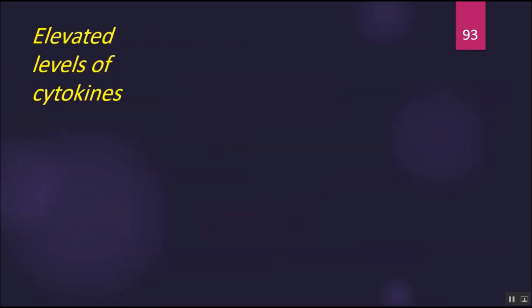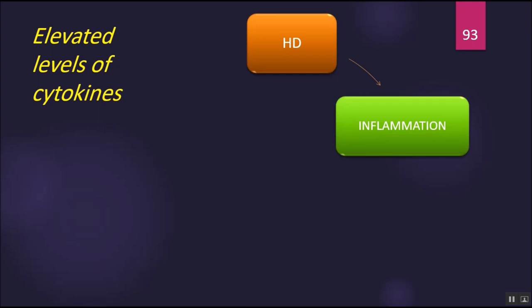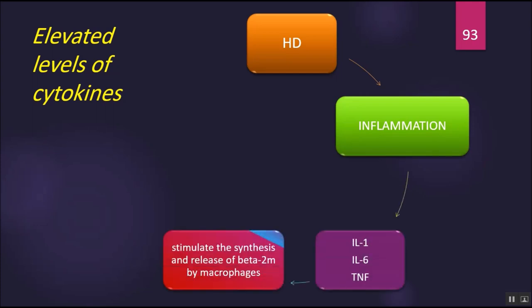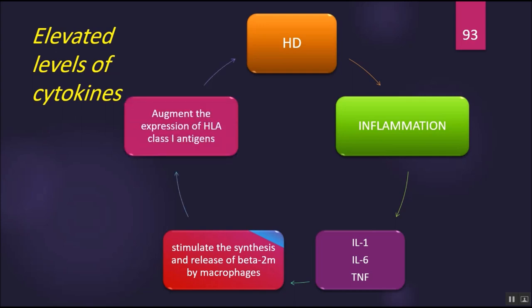So elevated levels of cytokines play a major role in the pathogenesis of beta 2 microglobulin amyloidosis and joint destruction. Inflammation, cytokine production, and augmentation of expression of HLA class 1 antigen can induce much more production of beta 2 microglobulin. So we have to avoid inflammation during hemodialysis, especially by using ultra-pure dialysate.